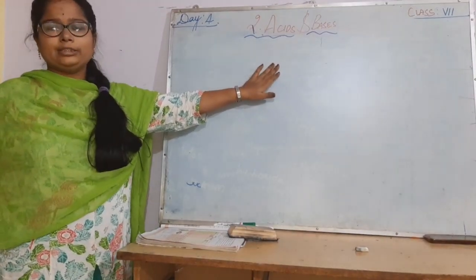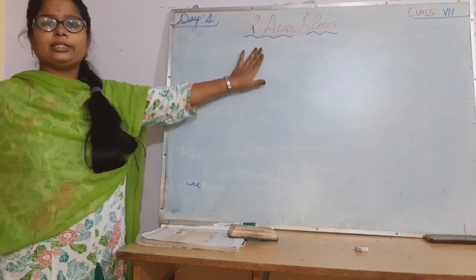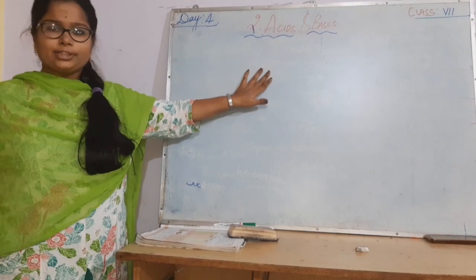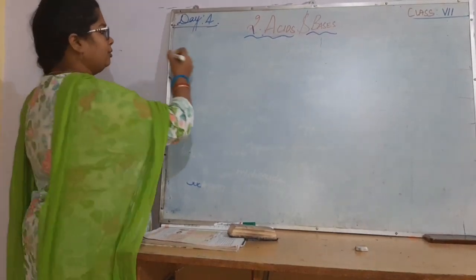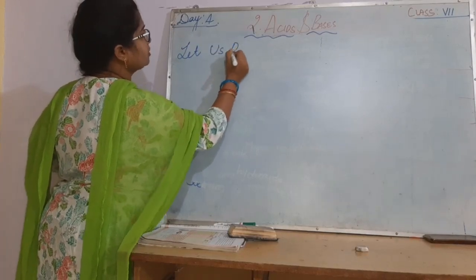We have completed what is acidic in nature, what is basic in nature, which turns blue to red and which turns red to blue, everything we have discussed. Now we will do Let us do 6.